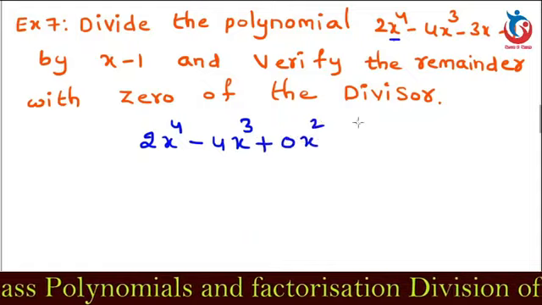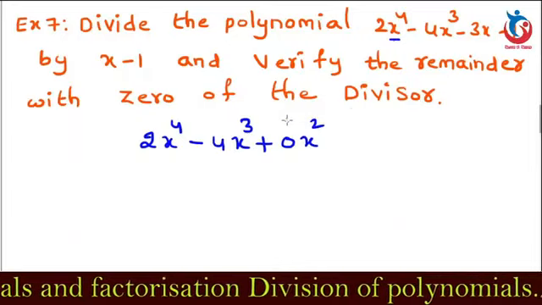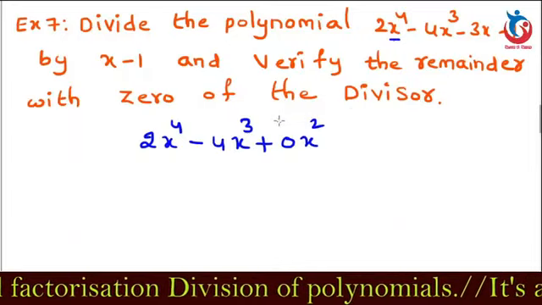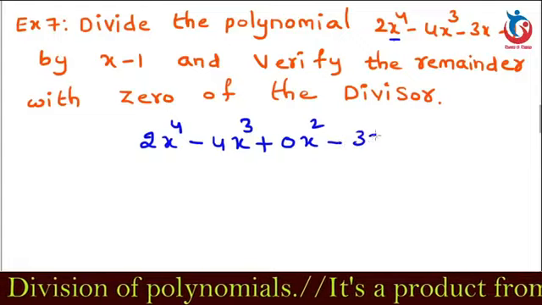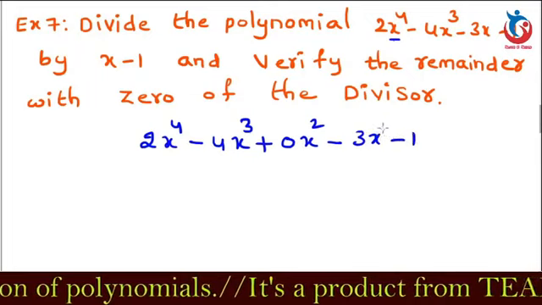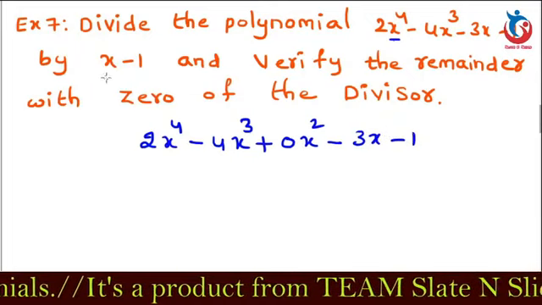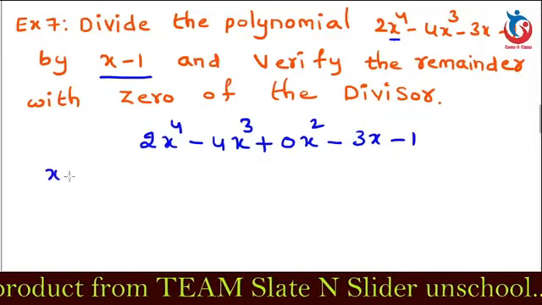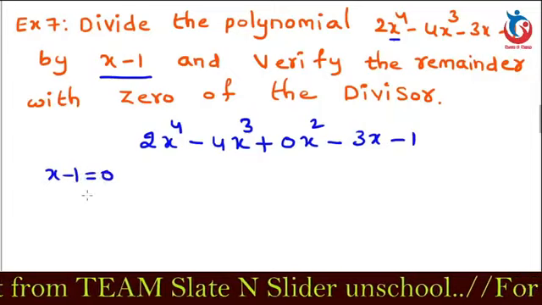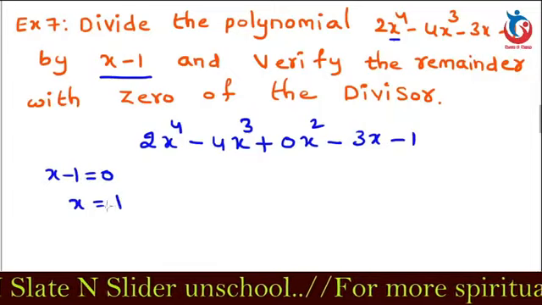So there is no change in the value. And after the x square term, if any term is not present, then in the place of that term we should write 0. So next minus 3x and minus 1. Yes, it's finished. And the next step, what should we have to do? We should take the divisor, and for this divisor we should find the zero. So x minus 1 equals 0, x is equal to 1.